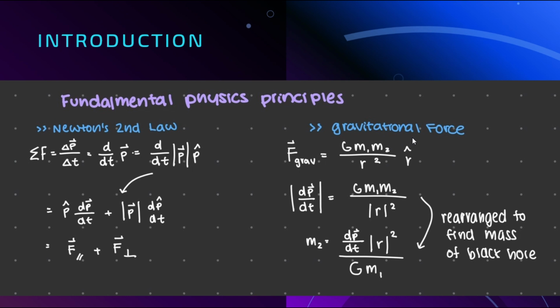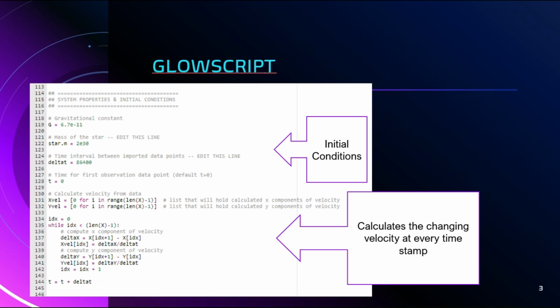I also utilized gravitational force in my code. According to Newton's law of gravitation, F is equal to G times mass 1 times mass 2 over their distance squared, times r hat, which, since F net is equal to dp/dt, is also equal to those things. Then here I just rearranged it to get mass 2, in my case the mass of the black hole. And this is the GlowScript model for part 1.